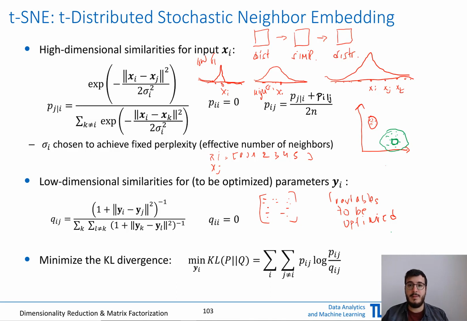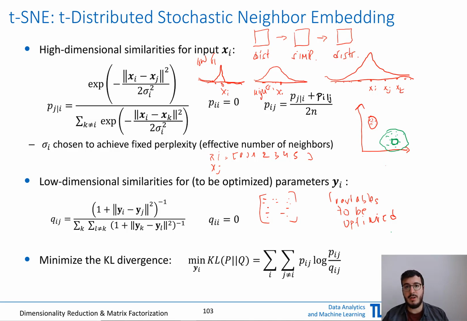Okay, so now we have probability over pairs in high dimensional space. We have probability over pairs in low dimensional space. What we're going to do is make these two probabilities as similar as possible by optimizing the parameters yi. And the way we do this is by measuring the distance between the two probability distributions and minimizing this distance.